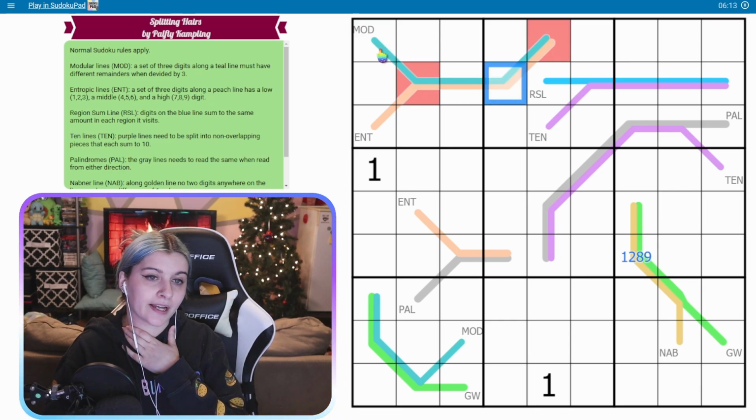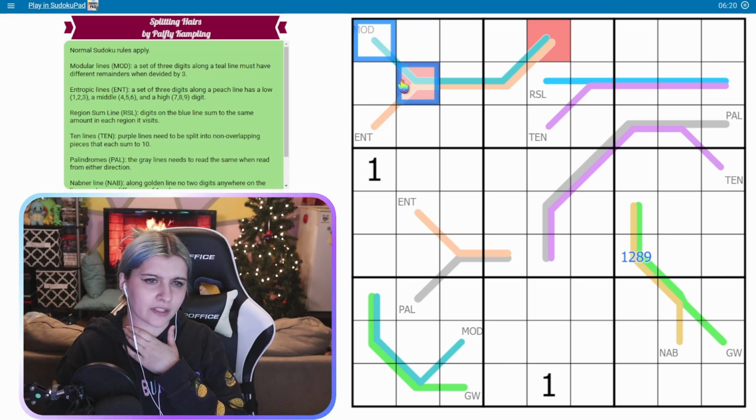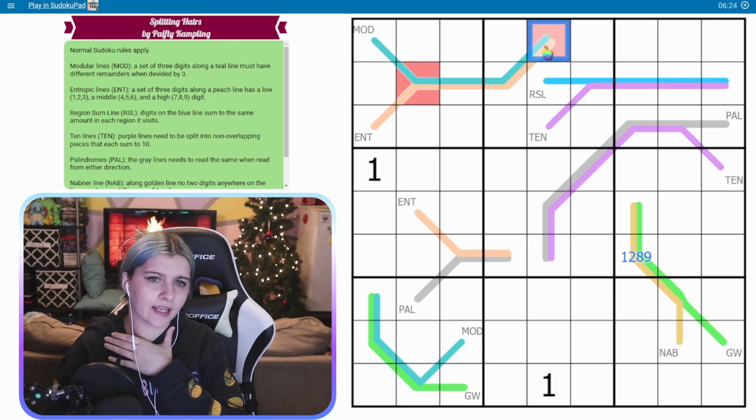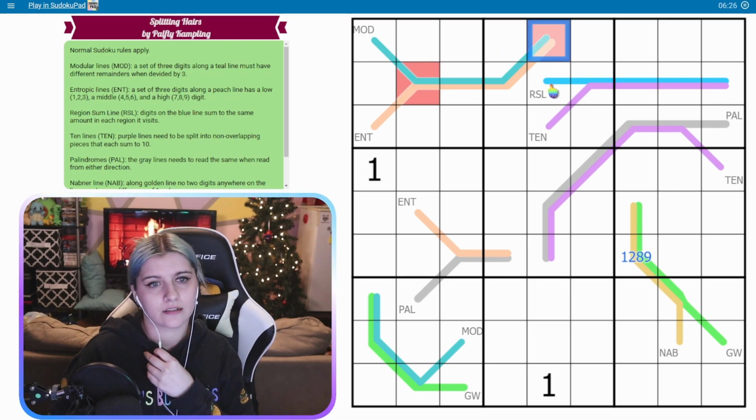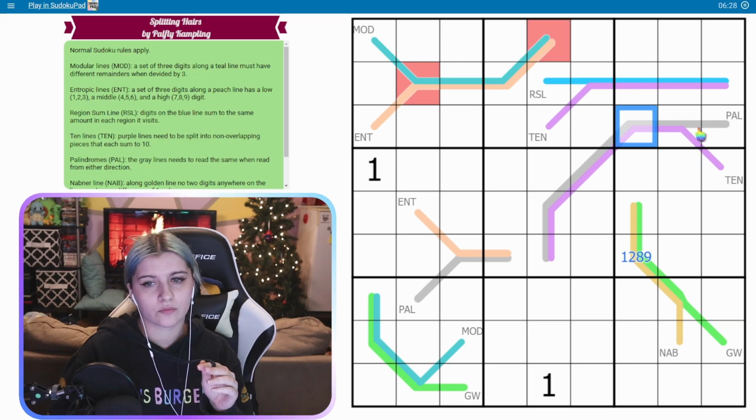That doesn't apply here because, A, I don't want them to be the same digit in the same region. And also the line branches here. But these are definitely the same. Okay. What more can I do with that? Can I do more with that? Where does red have to go somewhere down here? Okay.